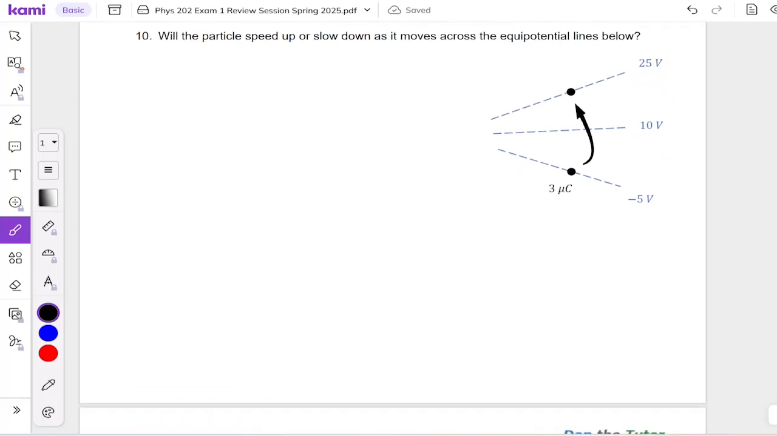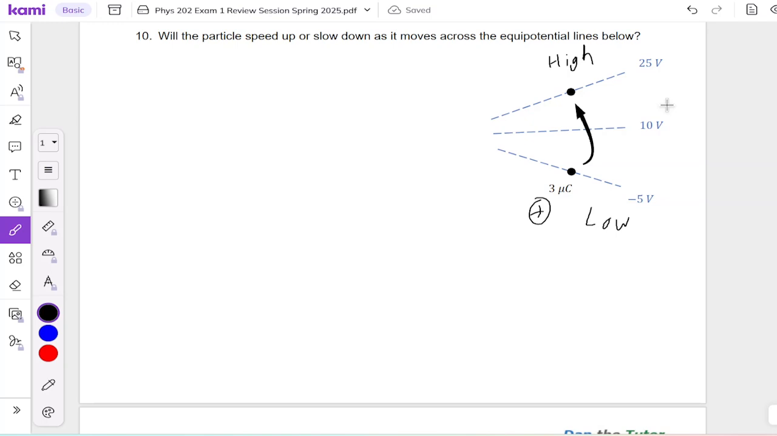Number 10, will the particle speed up or slow down as it moves across the equipotential lines below? In case you've never heard of equipotential lines, these are what I have written here. Everywhere on these dashed lines is 25 volts, 10 volts, and negative 5 volts, respectively. Now, in this case, I have a positive charge moving from low to high. Again, I don't want you to think positive, negative. I don't want you to think speeding up or slowing down yet, okay?